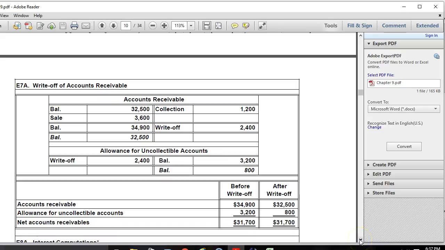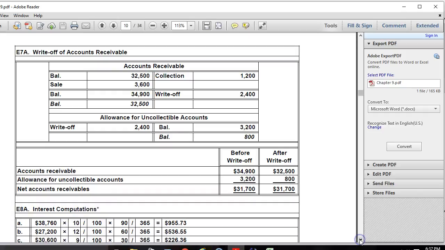Now what this next piece is trying to show us is the two go together. Remember, our accounts receivable minus our allowance, which we call the contra account, gives us our net accounts receivable. Before we wrote off Willis's amount he owed, we had a balance of $34,900, and an allowance for uncollectibles prior to it of $3,200. So our $34,900 minus our $3,200 gave us a net accounts receivable of $31,700.